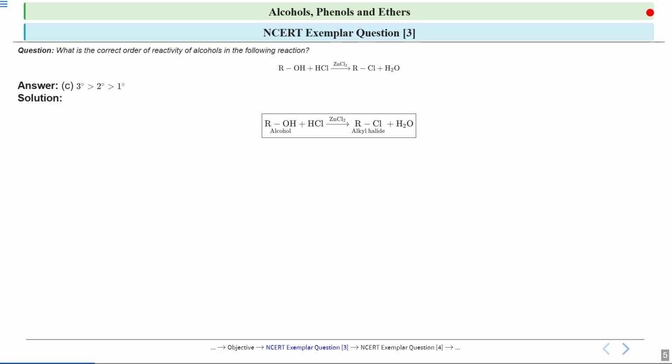So see, this reaction is given to you. What is happening in this reaction? This is an alcohol. When alcohol reacts with hydrochloric acid, which is HCl, in the presence of zinc chloride, it forms an alkyl halide and water. So this is what is happening in this reaction.